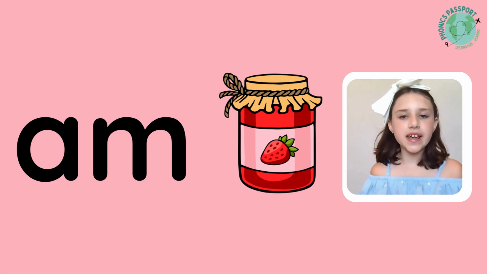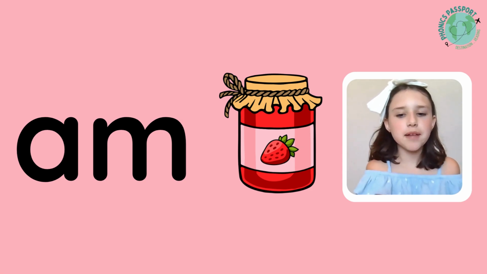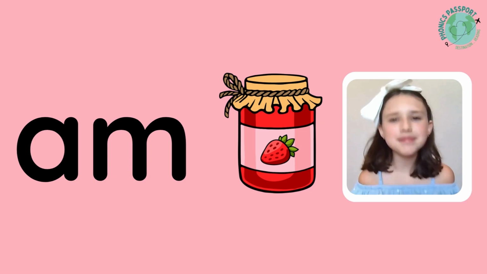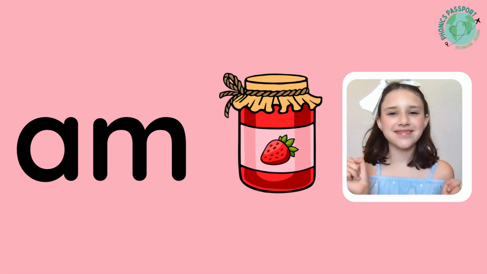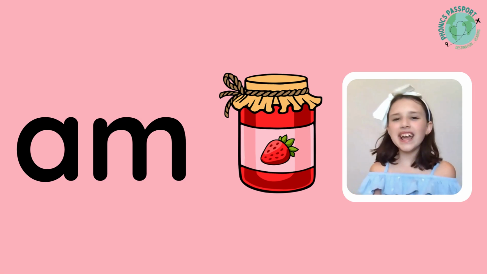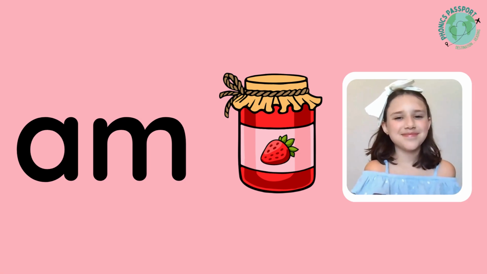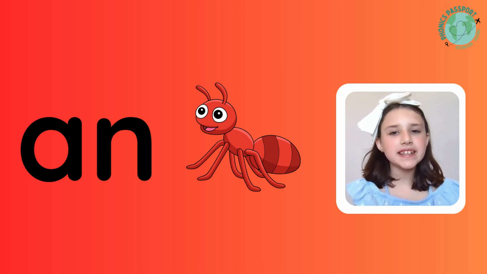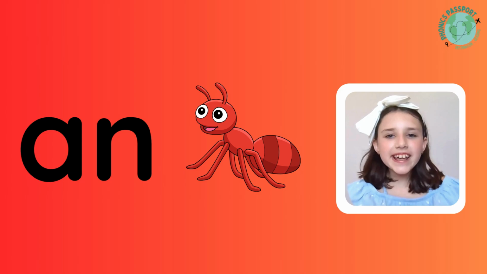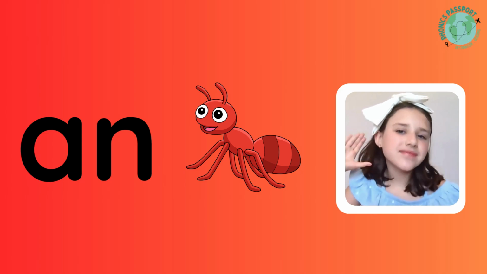AM spells am, like the end of the word jam. Watch me. Am. Now you try. Am. AN spells an, like the beginning of the word ant. Watch me. An. Now you try.